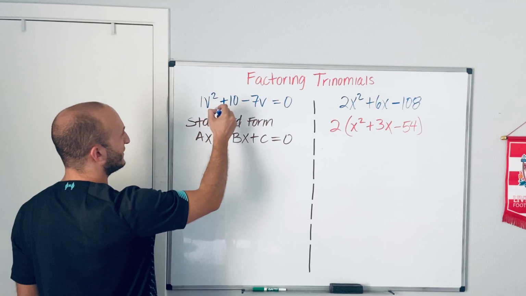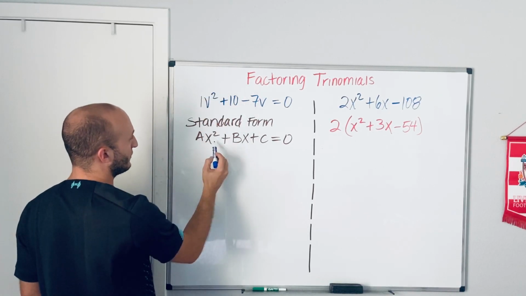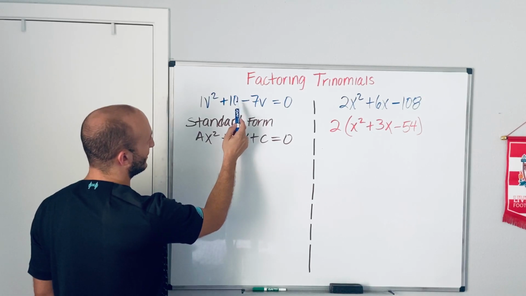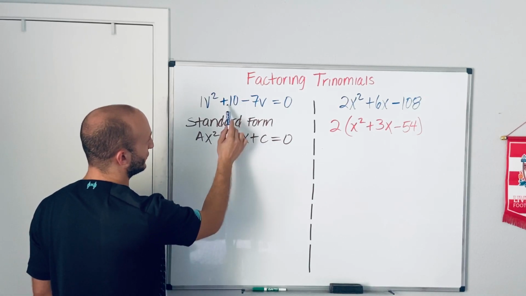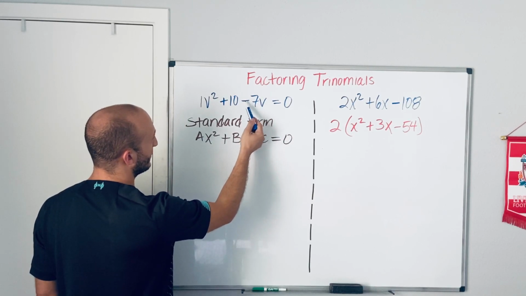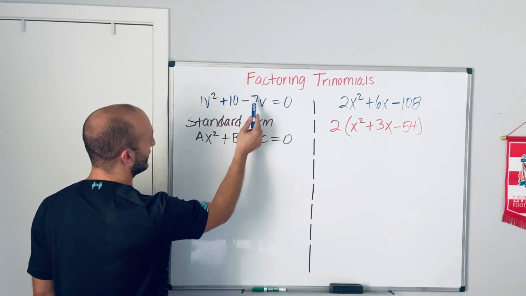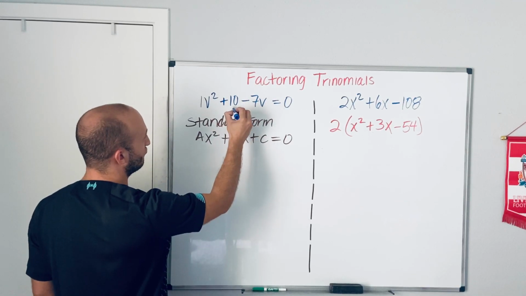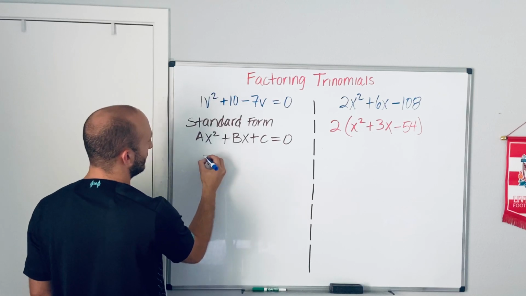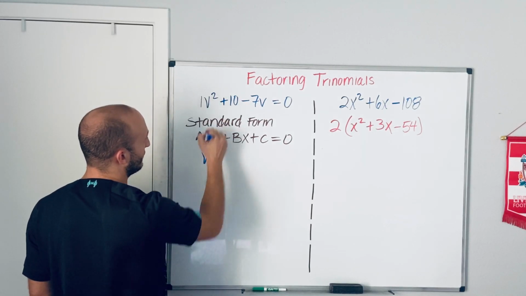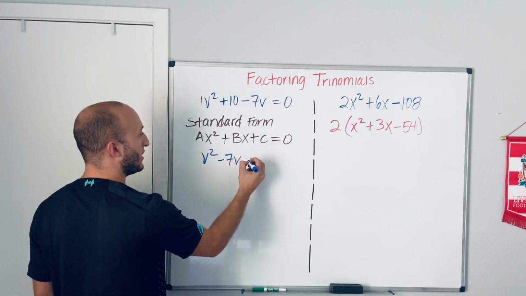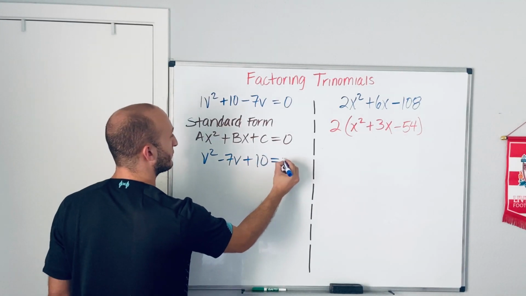So if I take a look at this, I have my highest degree here, which has the squared. Then I have a number without a variable, so that's my constant. That should be here. And this number here should be my b, -7. So I'm gonna just rearrange these two. So this is a -7v. So I'm gonna write v squared, -7v, and then a +10.